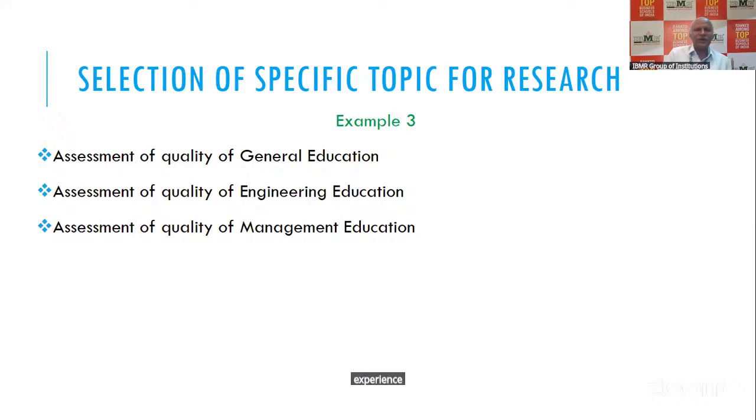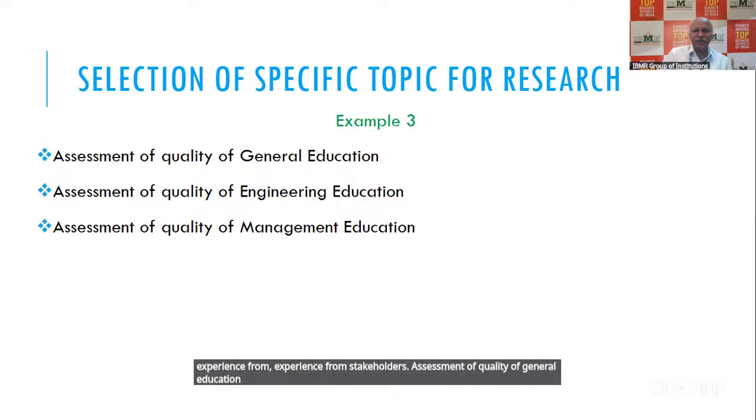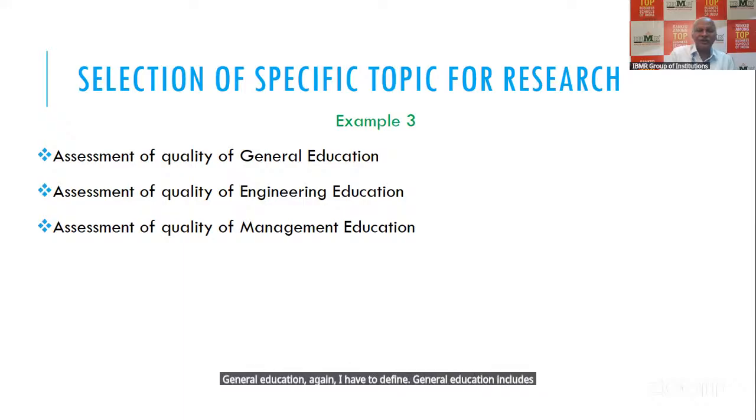Experience from stakeholders. Assessment of quality of general education in the state of Goa. General education, again, I have to define. General education includes all general programs like BA, BCom, BSc. Or still you can narrow down, only focus on BCom and MCom, or BA and MA, or BSc and MSc.